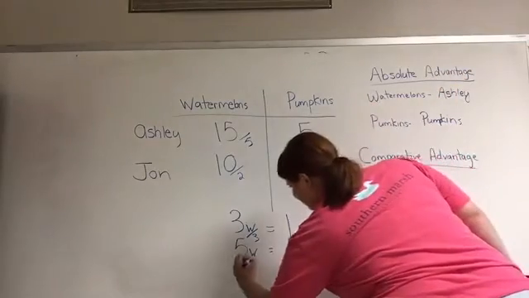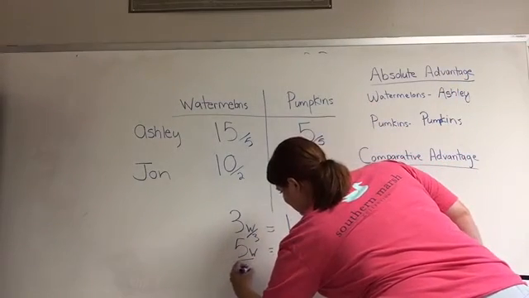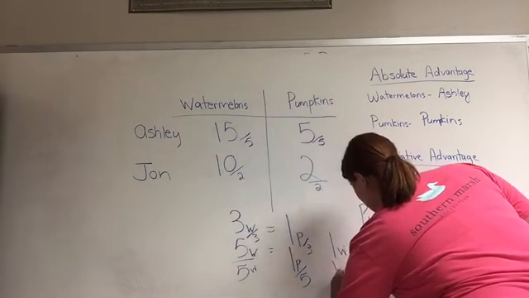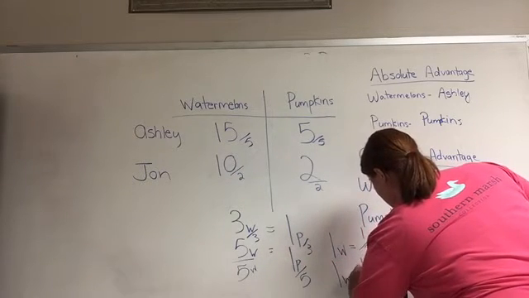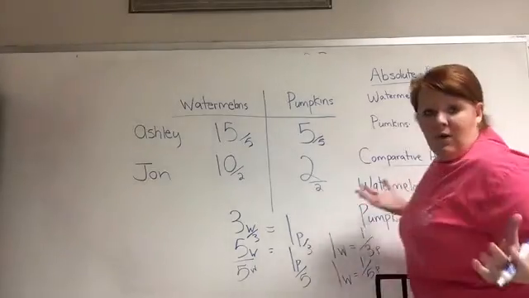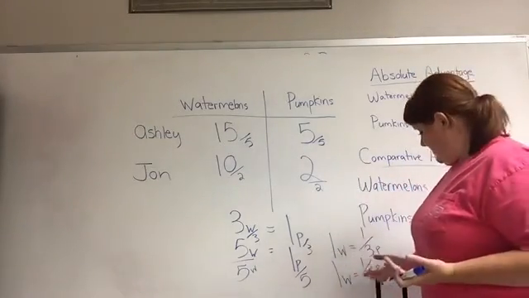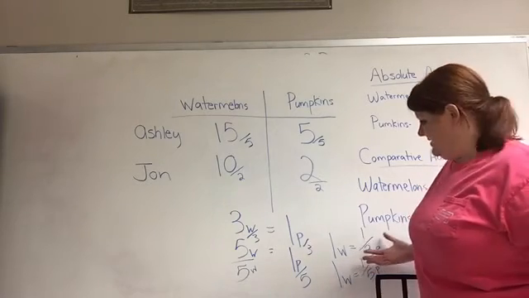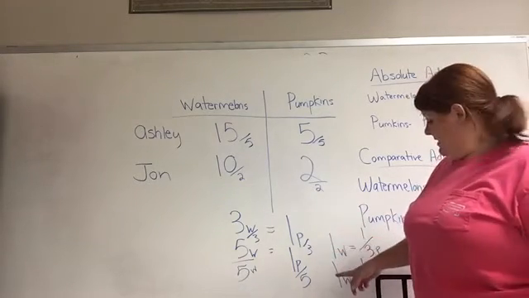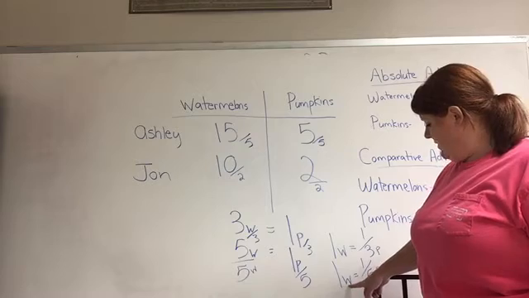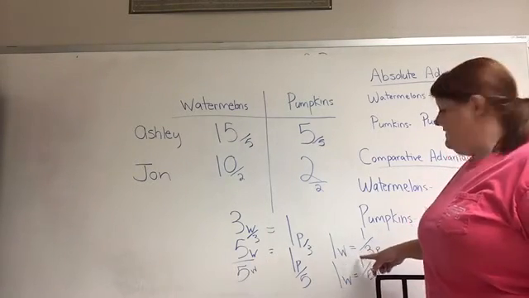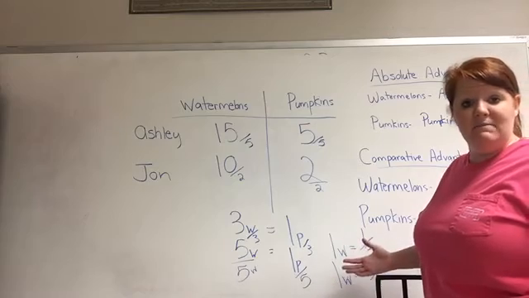Okay. And then 5, let's take away 5 over here, 5 over here. 1 watermelon equals 1/5 of a pumpkin. What's smaller, 1/3 or 1/5? 1/5 is smaller. Hopefully you know your fractions. So John can produce 1 watermelon and give up 1/5 of a pumpkin. Ashley can produce 1 watermelon and give up 1/3 of a pumpkin. John gives up the least.